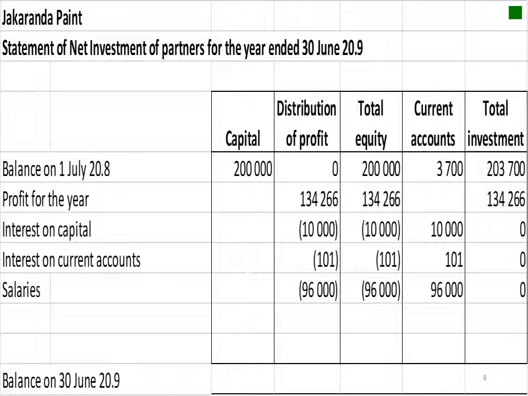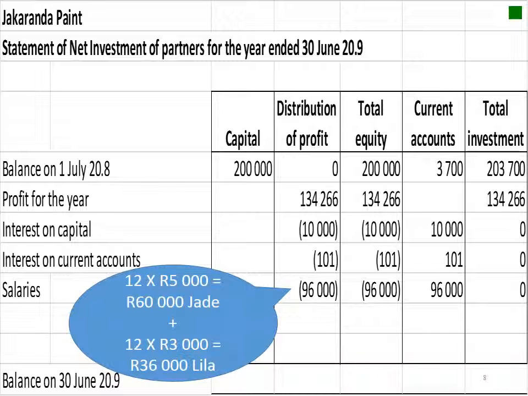Then the salaries need to get calculated for each of the partners. Jade is going to get the equivalent of 60,000 for the year credited to her current account, and Lila gets 36,000 for the year. So we take it out of our profit distribution account, we debit the profit distribution account, and we credit the two partners' current accounts with the 96,000.